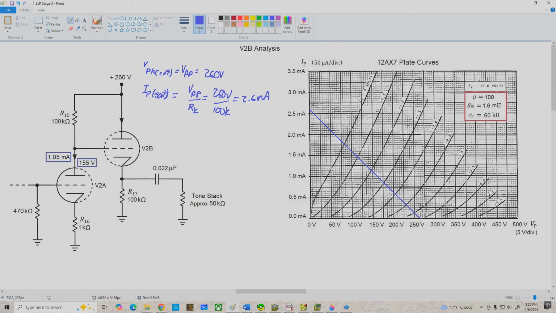Okay, I'm going to record these values at the endpoints, 2.6 milliamps and 260 volts. And now let's get started on our bias line. This time things are going to be a little bit different.